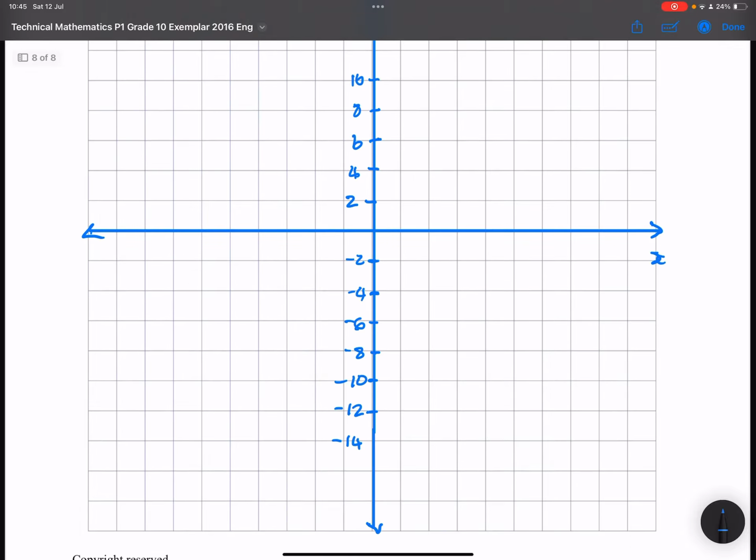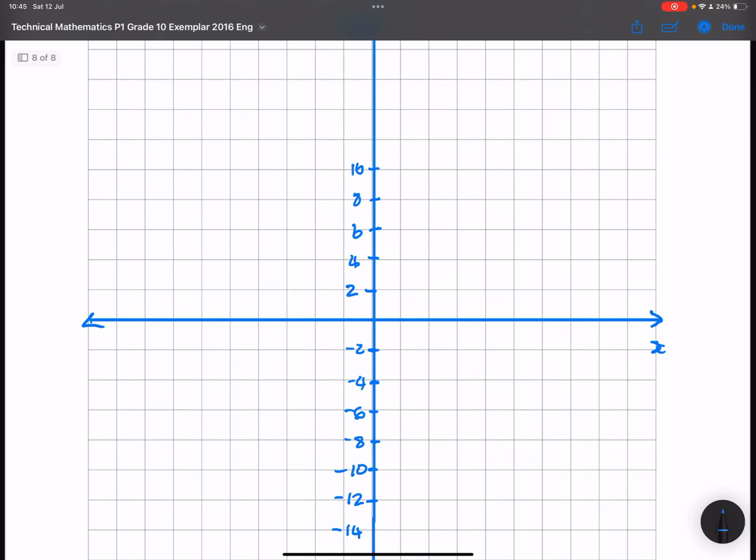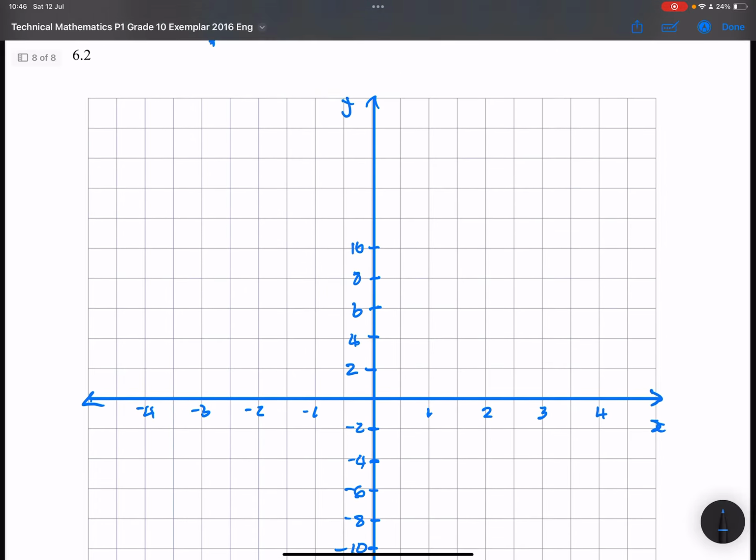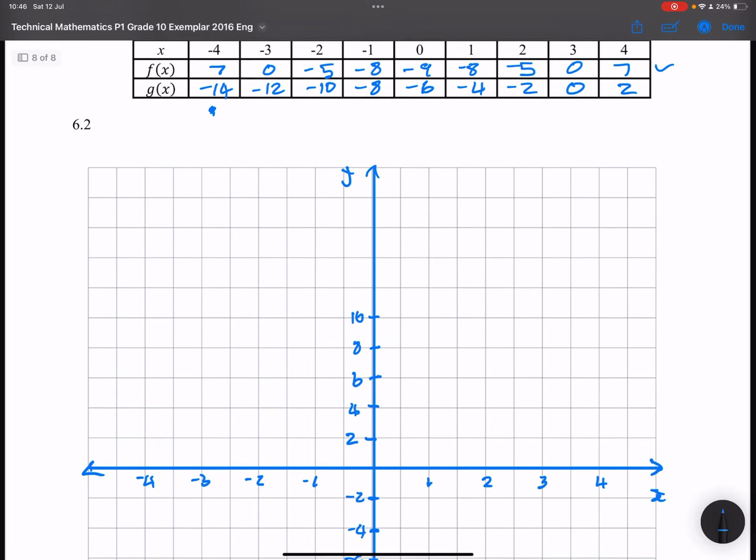Okay, and what about on the x-axis? Just for the sake of getting a bit more space, I'm going to say that's 1, that's 2, 3, and 4. Just space them out. That's negative 1, negative 2, negative 3, and negative 4. All right, so let's try and draw the graphs as quickly as we possibly can.